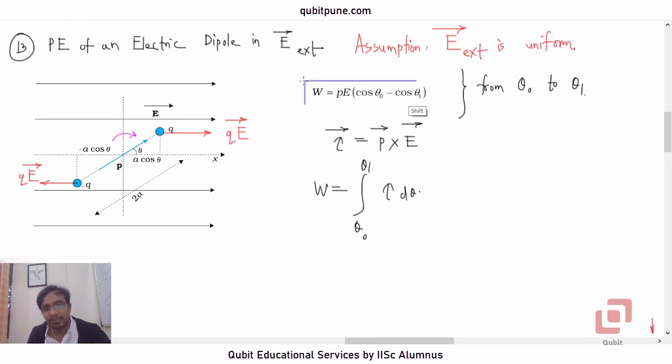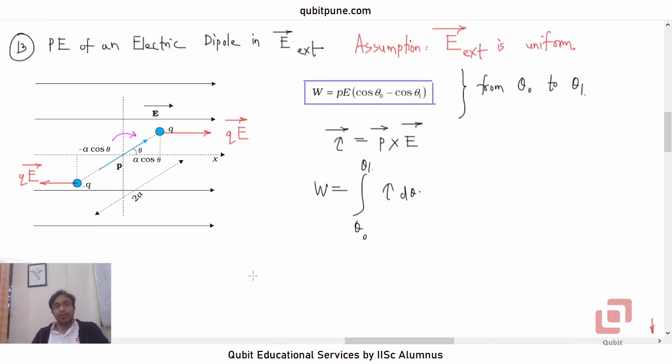We have a similar expression even for a magnetic dipole like a bar magnet or a current carrying loop when placed in an external uniform magnetic field. And there the way we write it is MB times cos theta naught minus cos theta 1.